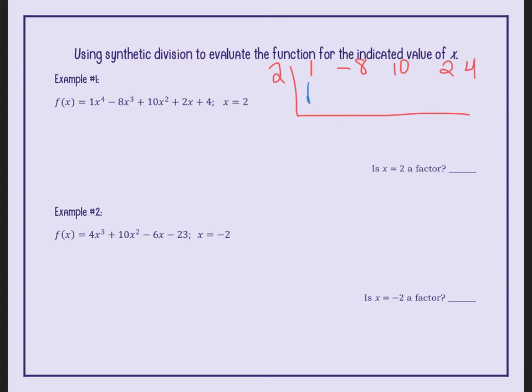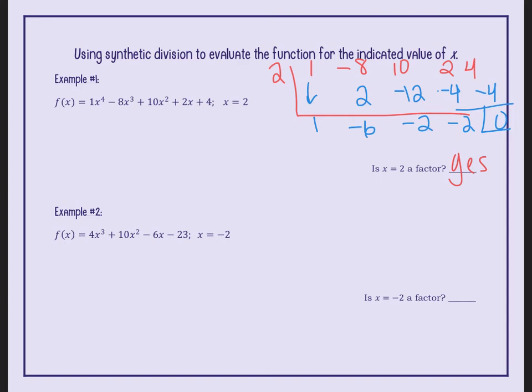So bring down your first number, 1. Multiply. Add them together. Multiply. Add them together. Multiply. Add them together. Multiply. And that is your remainder at the end. Okay, and so this is a factor. So x equals 2 is a factor of this graph. It is a solution of the graph.